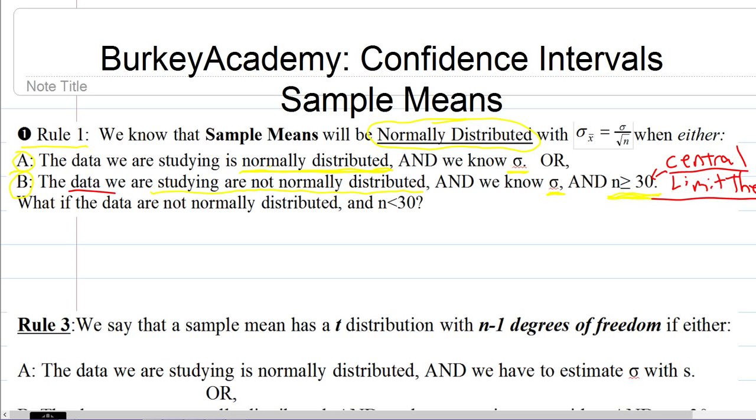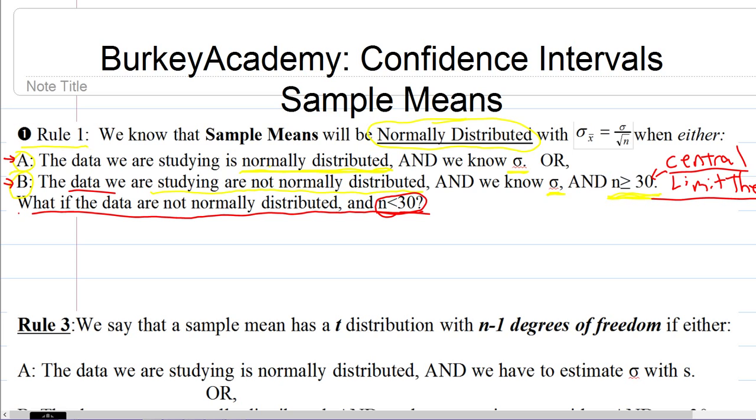Now, the question comes up: what if the data are not normally distributed and you have a sample size less than 30? You can't go with A and you can't go with B. You cannot use the normal distribution in this case. Your two options are, option 1, get a bigger sample size so that you can use a normal distribution. That's normally the easiest thing: just go get some more data to get 30 in your sample. If that's impossible, then go consult someone who has a PhD in statistics. I'm serious. Do it.